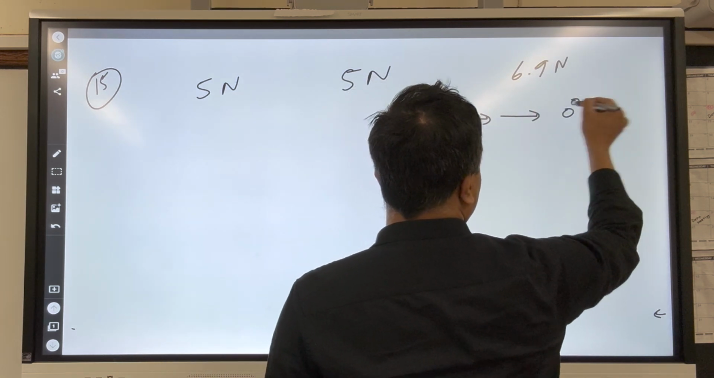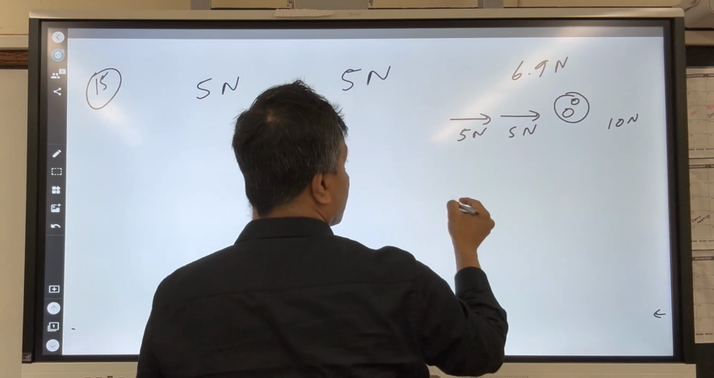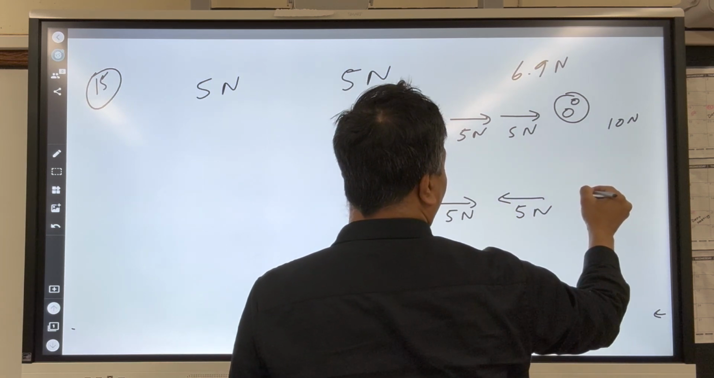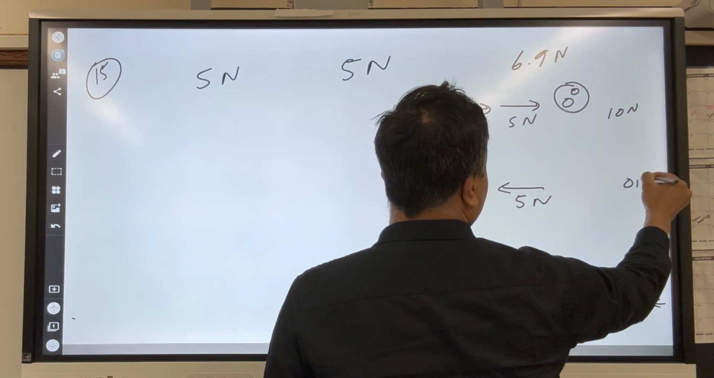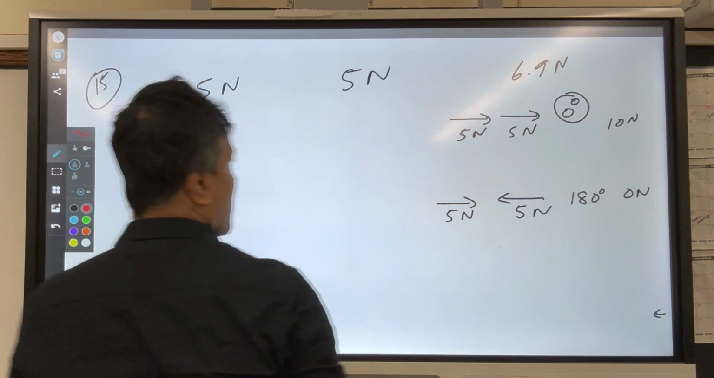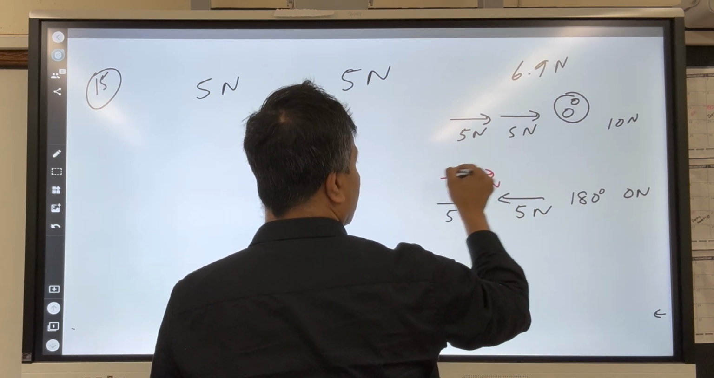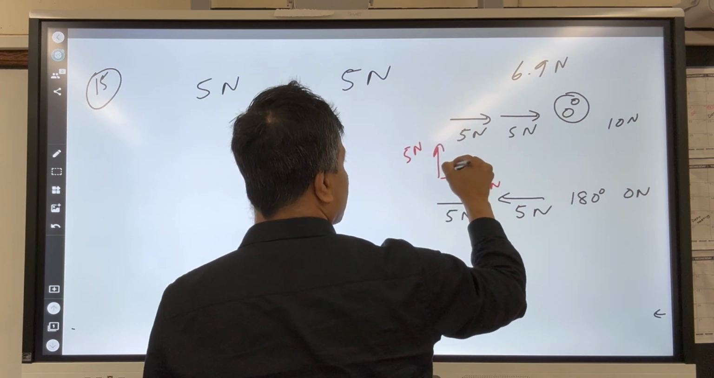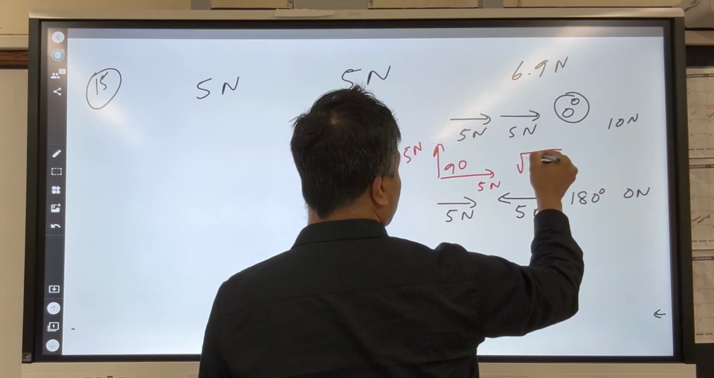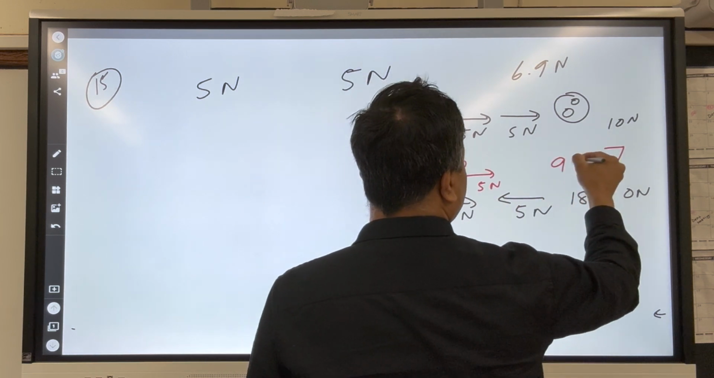You see that 5 Newton plus 5 Newton, so you have so many possibilities. This is 0 degree, so this is 5 Newton, 5 Newton, so this is 10 Newton at 0 degree. This is 5 Newton, this is 5 Newton, this is 0 Newton at 180 degree. Let's see what about in the middle. So this is 5 Newton, and this is 5 Newton. This is 90 degree. And 90 degree, we know, 5 squared is 25 plus 5 squared, so 90 degree gives you 7.